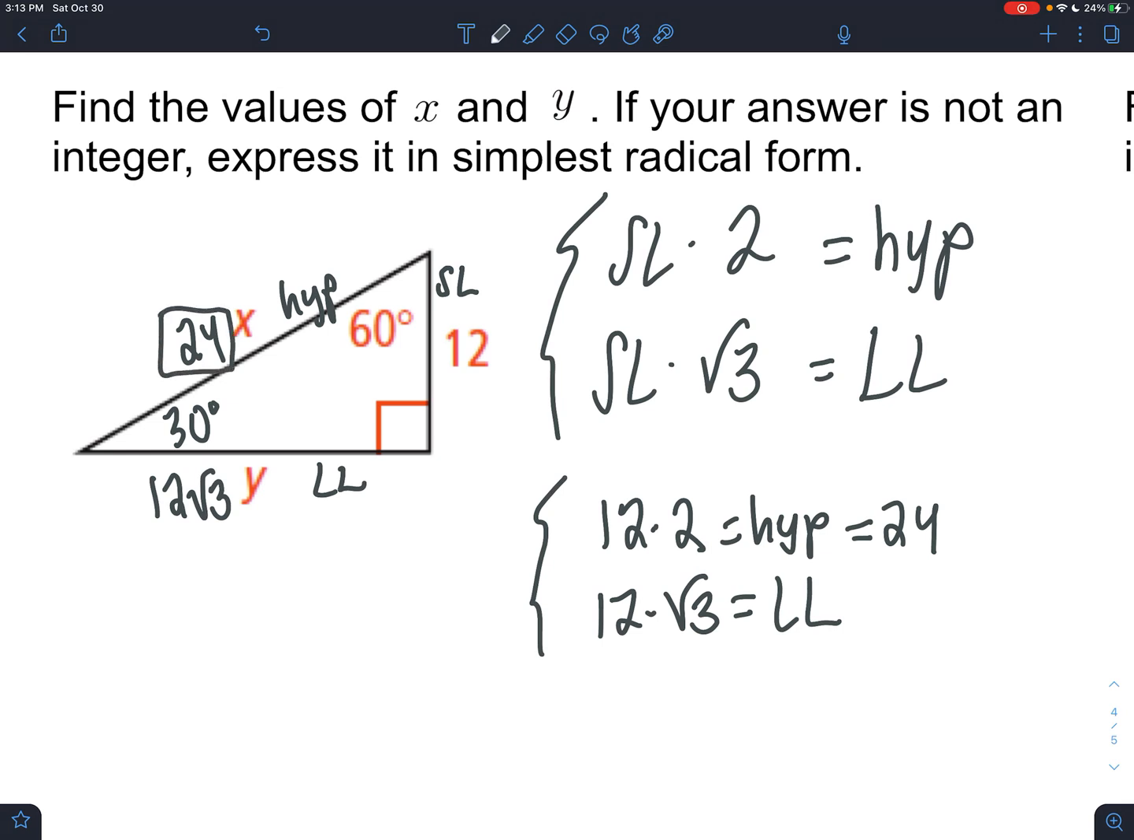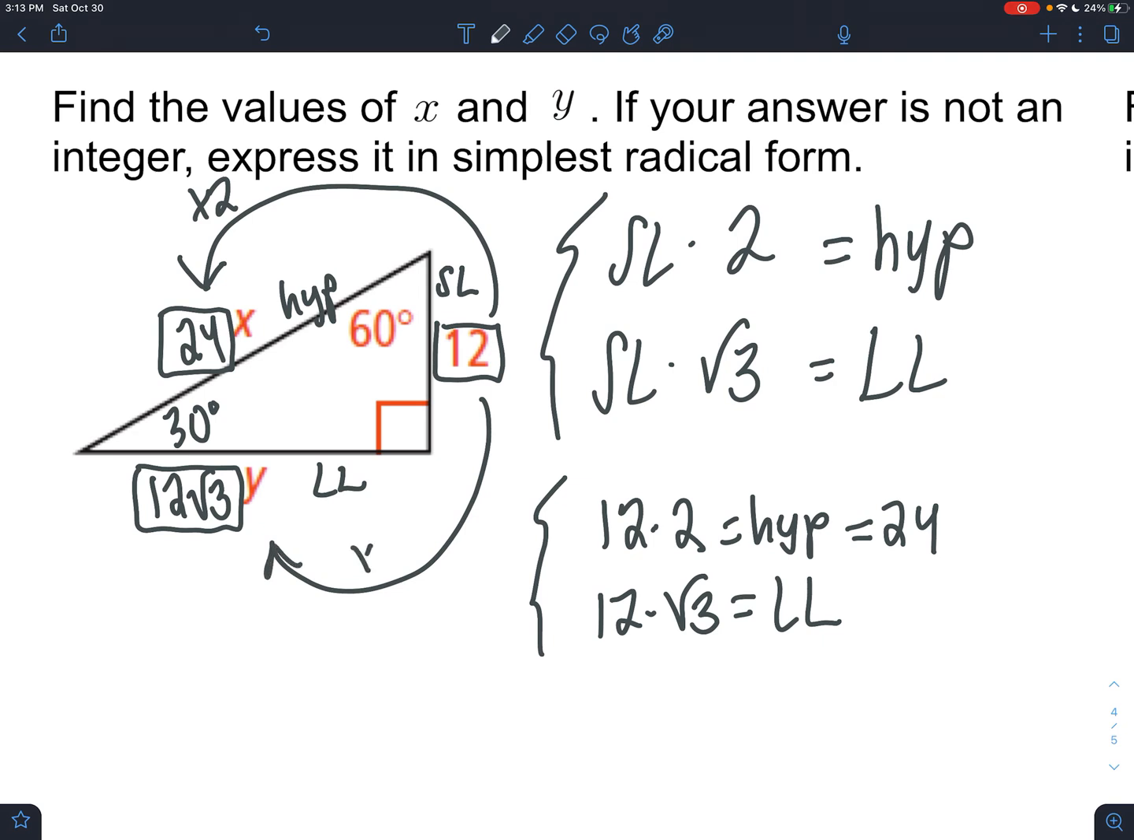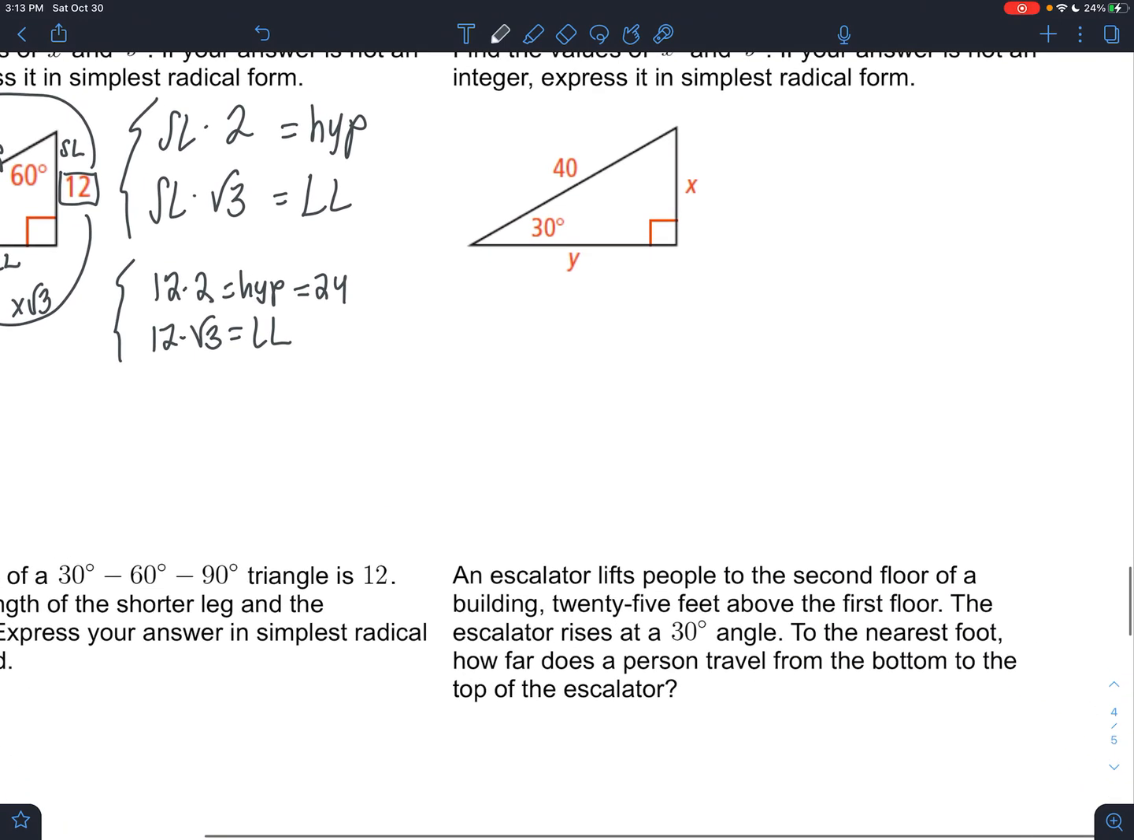So if you focus in on just the numbers here, we can see this doubling and then this scaling up by square root 3. So visually, that's how each of these are going to work. So if you're a visual person, that's what you're going to go towards, is these arrows. But if you like the equations, you can use the equations.